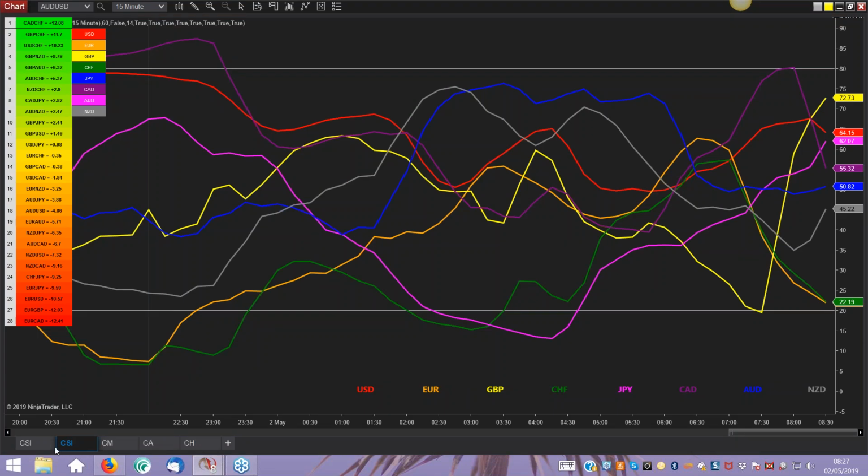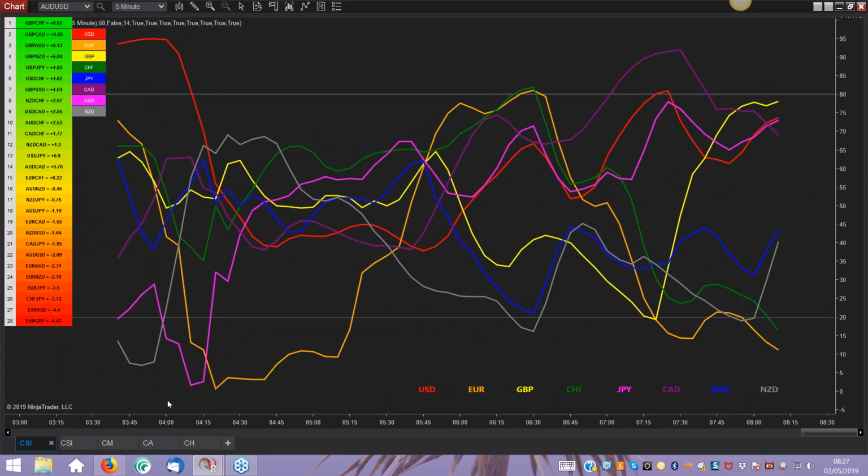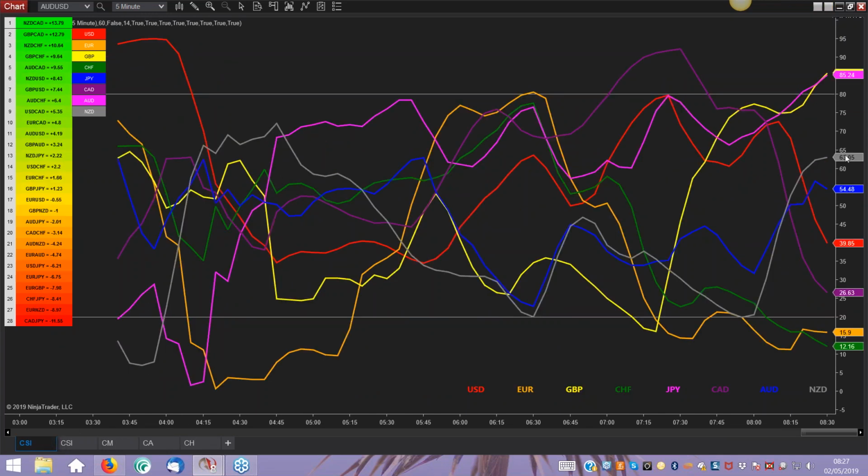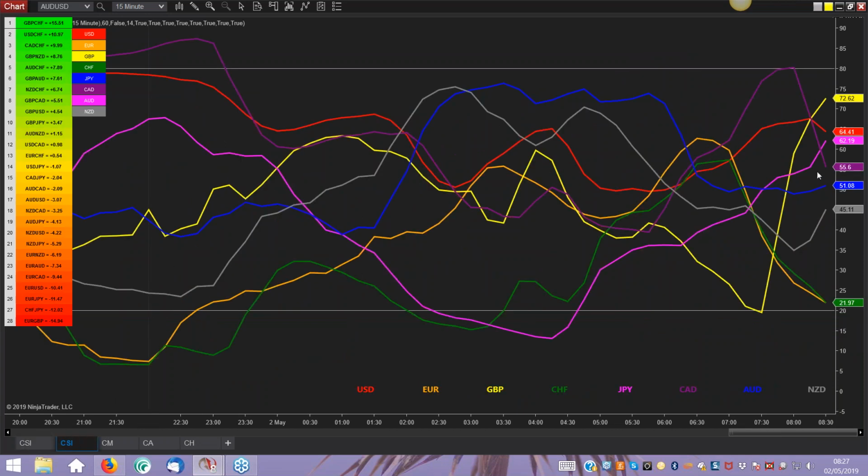Let's just go over to the CSI on 5. There we are. Just wait for that to load up very quickly. Flick that over onto 15. There we are. Back to 5. There we go. Still got this pound buying. And this is the CAD, this is the Canadian, this is what we're witnessing right now. That's why we're seeing a very nice move develop.